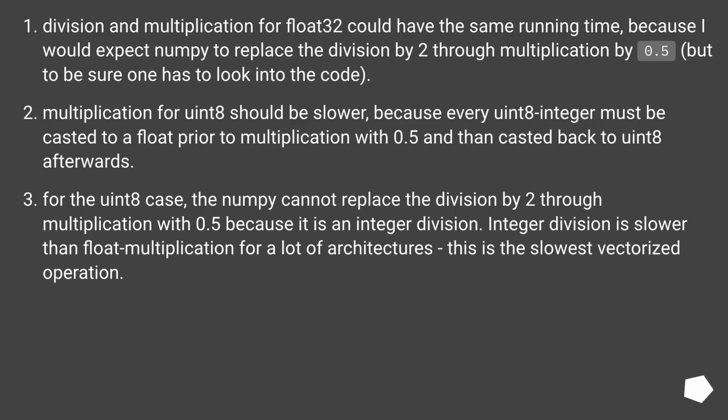For the uint8 case, NumPy cannot replace the division by 2 through multiplication with 0.5 because it is an integer division. Integer division is slower than float multiplication for a lot of architectures. This is the slowest vectorized operation.